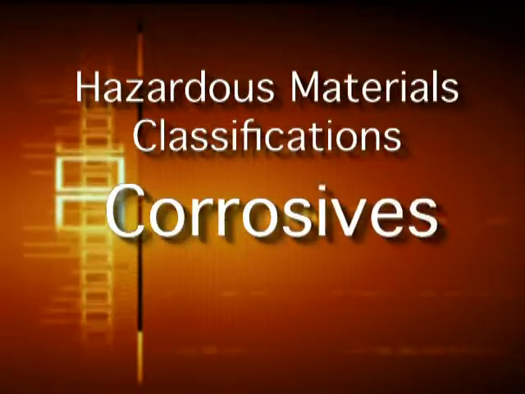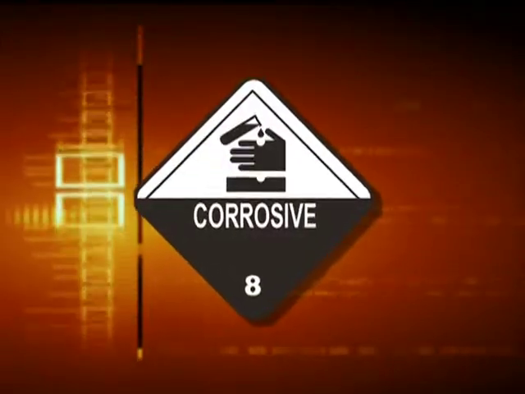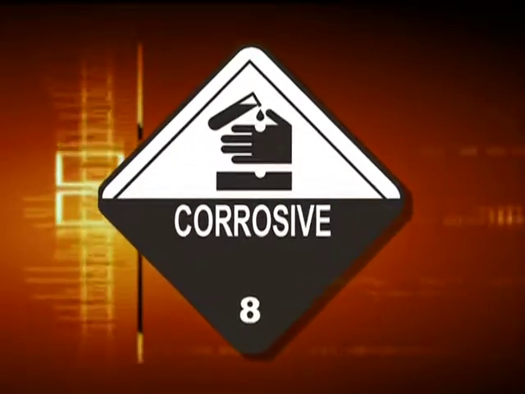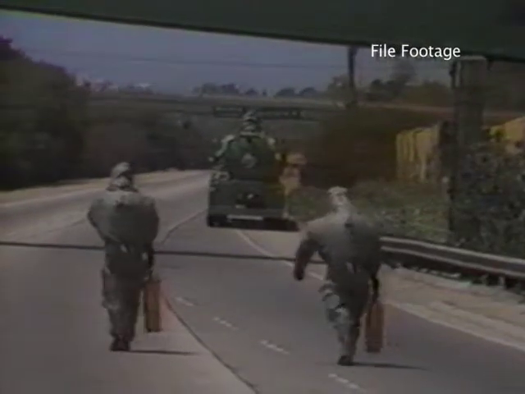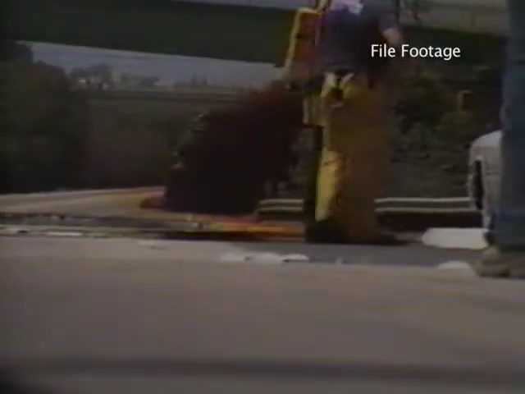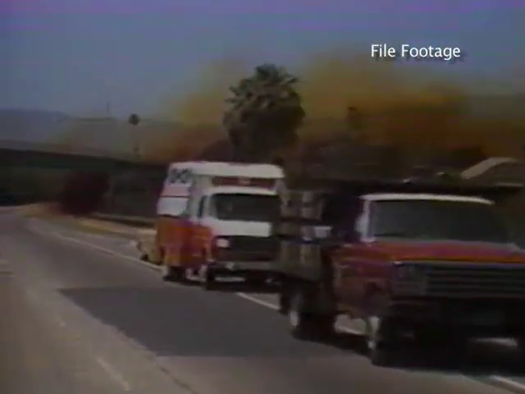Hazard Classification 8, Corrosive Substances. Corrosive materials and their associated vapors can cause visible destruction of human tissue on contact. And in some cases, these materials may also be strong oxidizers, such as in the case of red fuming nitric acid. We obviously want to avoid all contact with these materials and their vapors.